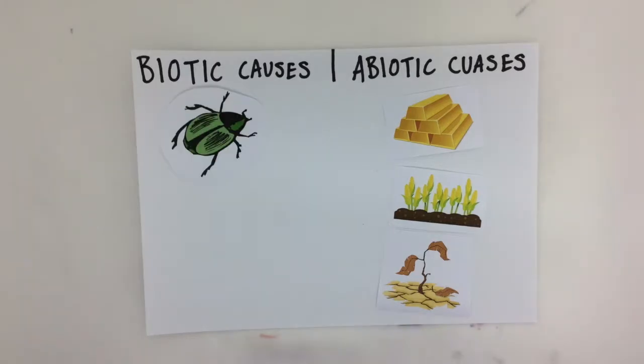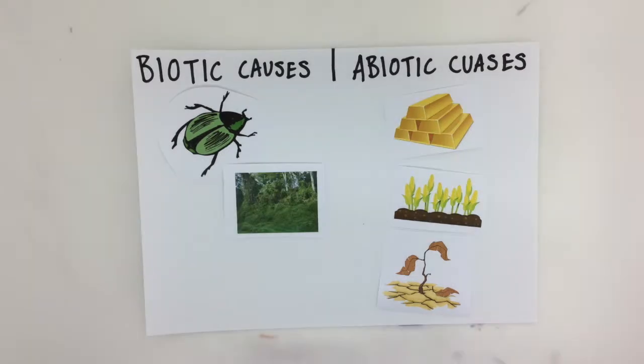The first biotic cause is pests, where beetles or other diseases kill off many trees. The second biotic cause is invasive species, which may compete with local tree species and kill them. The third biotic cause is human consumption, where many humans go to the forest to collect and eat tree seeds, leading to insufficient new tree growth.